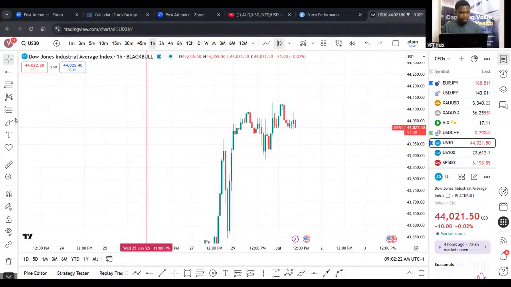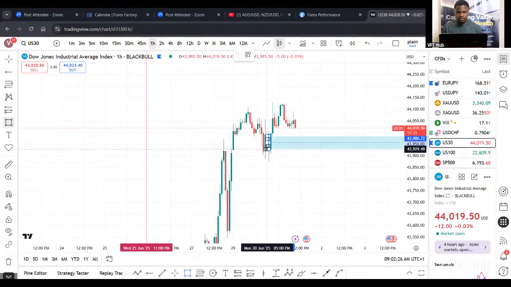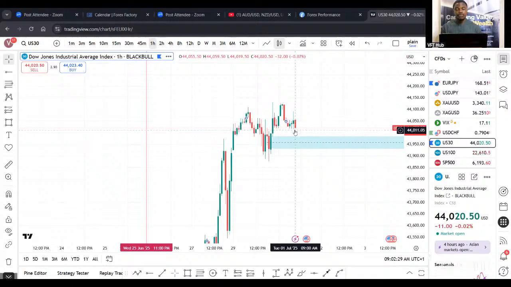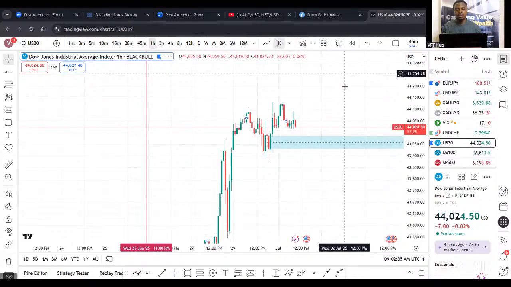Let me mark what I'm trying to say. This entire zone here looks very valid. If for any reason before 2 or 2:30, we see that it doesn't get violated, then we expect that this rally is going to continue to the upside, right?